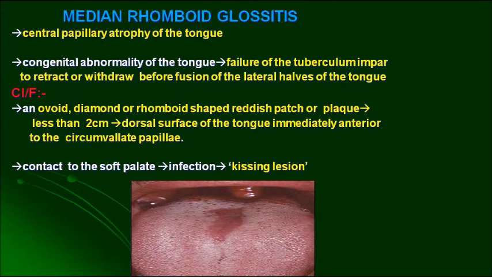This particular lesion is called a kissing lesion because of the frequent touch from the tongue to the soft palate in that area alone. It is seen in median rhomboid glossitis. Clear, everybody? It is due to failure of the tuberculum impar to retract before the fusion of the two halves of the tongue. It is seen anterior to the circumvallate papillae, another important point. And the similar lesion in the soft palate is the kissing lesion.